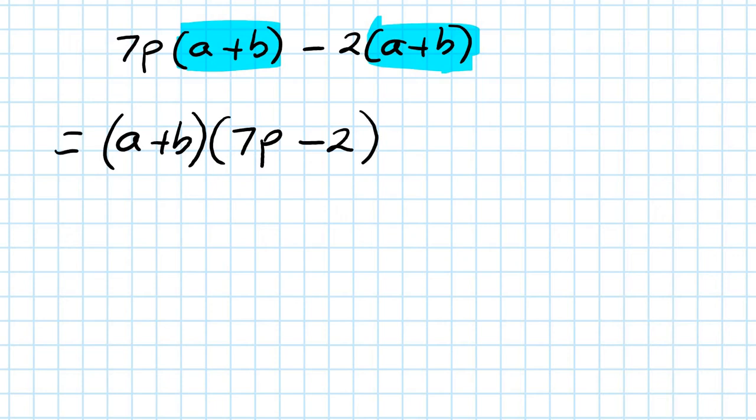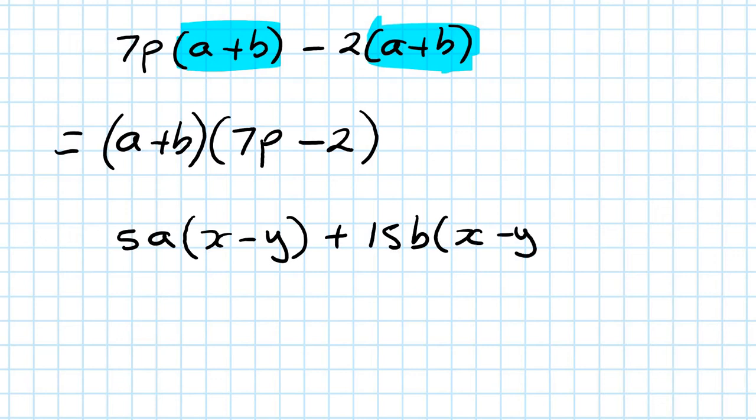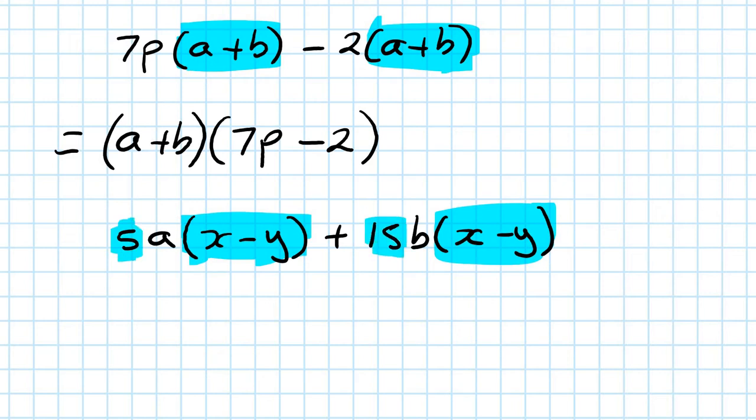Next one, let's say 5a(x - y) + 15b(x - y). Now again the common factor is this group here, (x - y), first of all. And 5 and 15 have a common factor as well. The common factor of 5 and 15 is 5, because 15 is a multiple of 5. So I take 5 out and then (x - y). That's what I have to do.